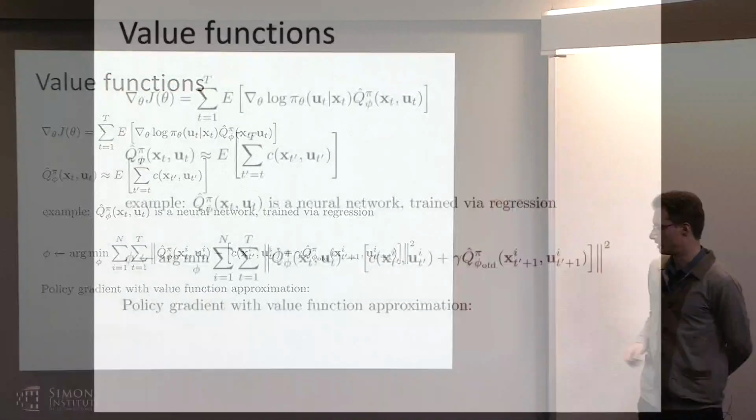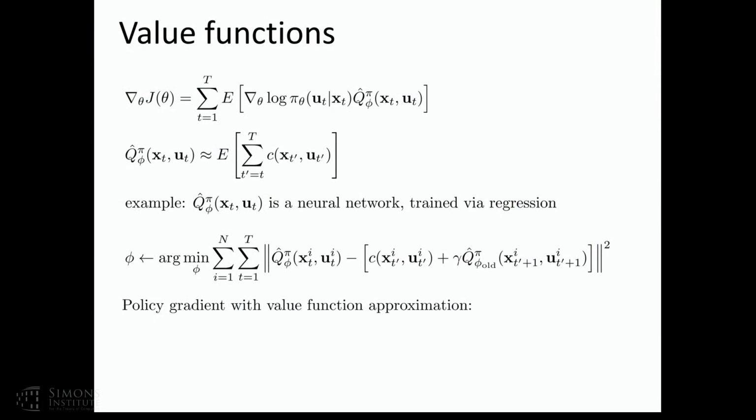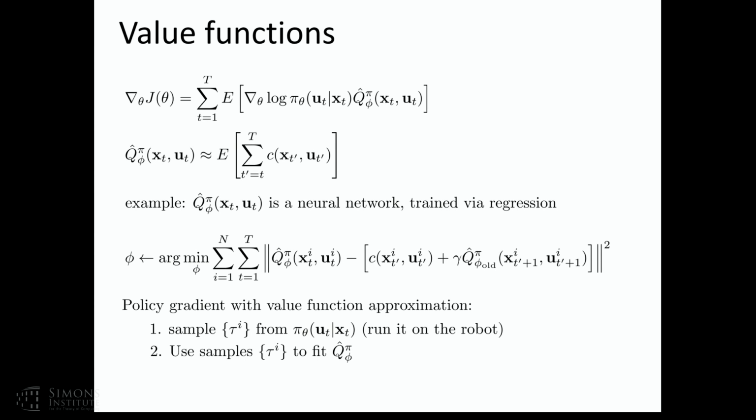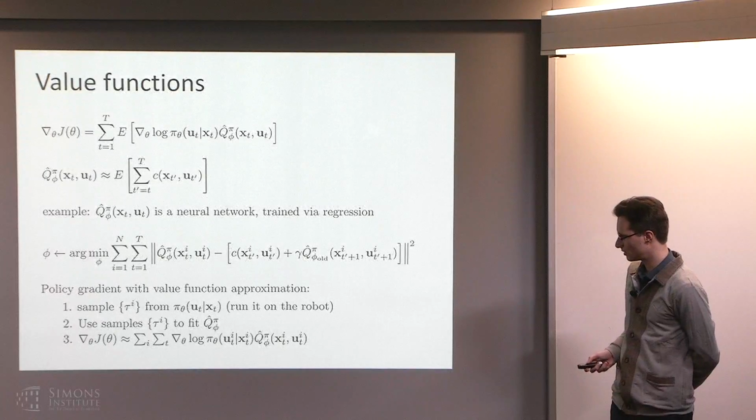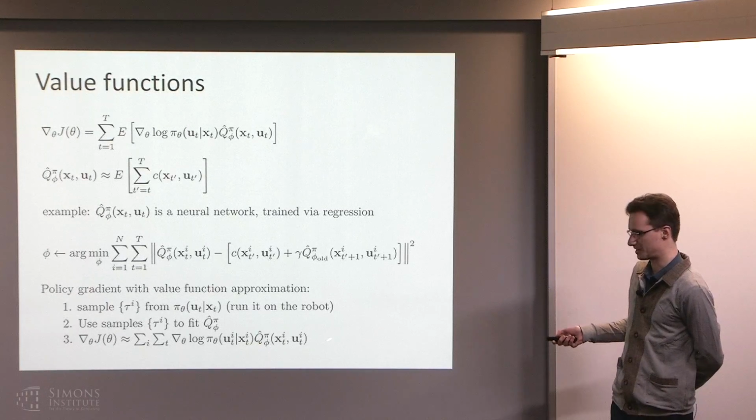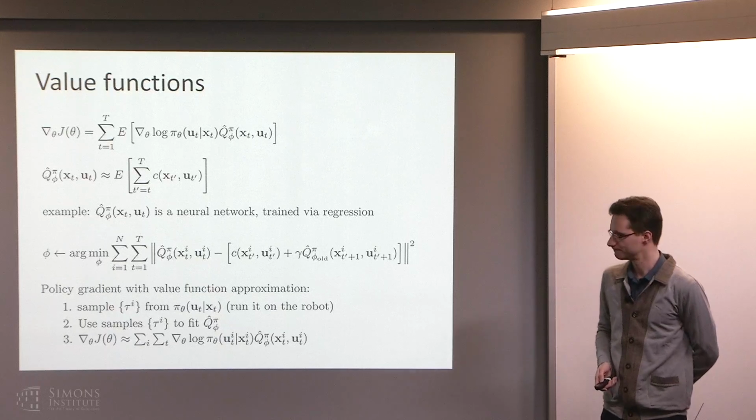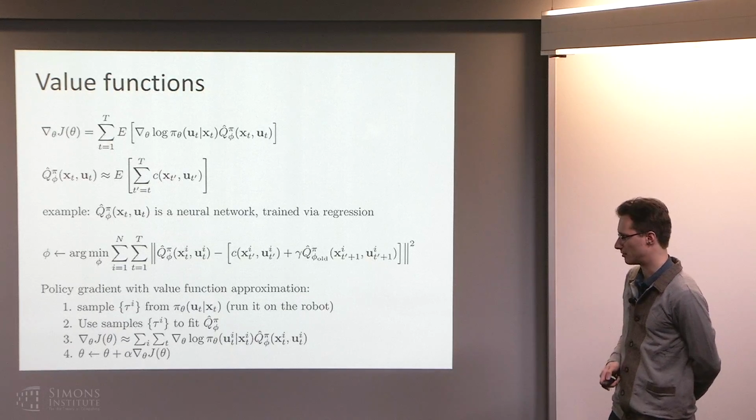So you can use this value function approximation inside your policy gradient. You can, for example, sample some trajectories from your current policy, use those samples to fit your Q function, and then incorporate that fitted Q function inside your policy gradient. This is what's called an actor-critic method. Basically, we substitute the sample estimate of the cost with this fitted Q function, and then we update our parameters as usual.